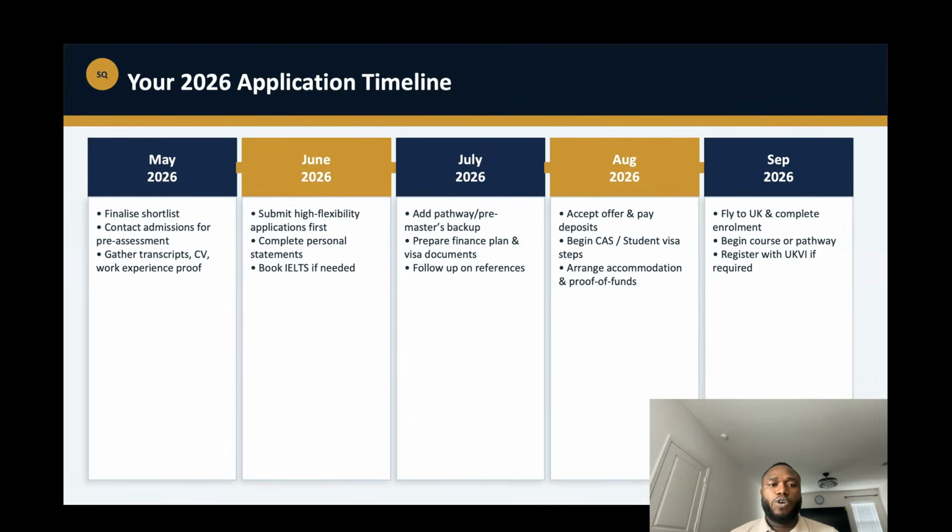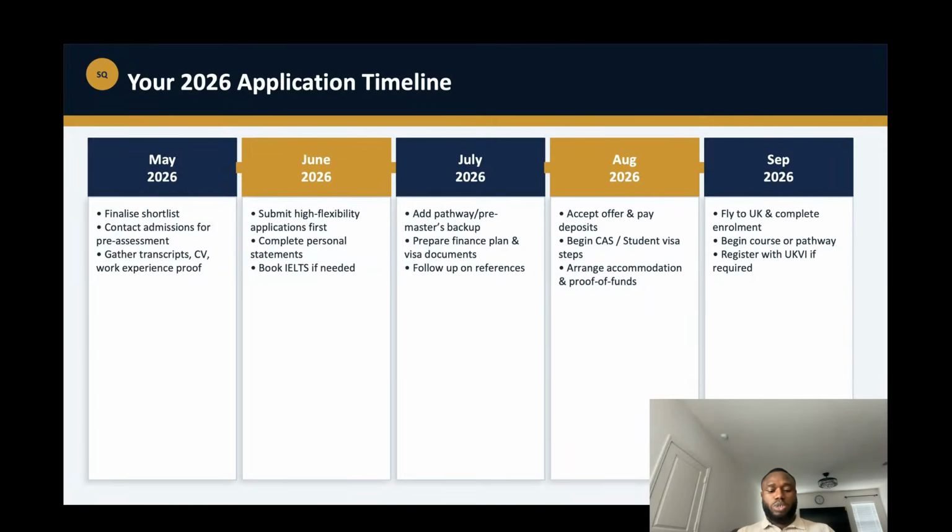Okay, so for 2026, for those who are, and I want to believe that most people here are, interested in the September or October resumption, this is what the timeline looks like. So today is the 1st of May.